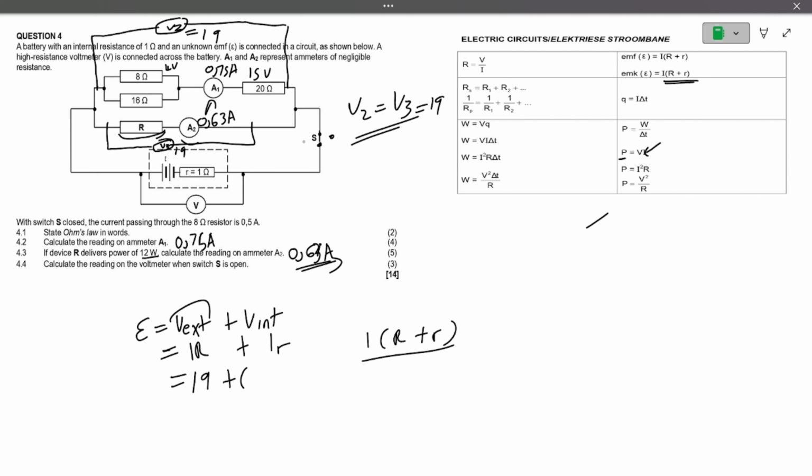So we know that before it was divided here, it was the total current. So we just add these two, 0.75 plus 0.63, and then we multiply this current by the internal resistance, which is 1, and then we get our EMF. What is our EMF? 20.38 volts. Yeah, that's what we get. So we are done with these questions.